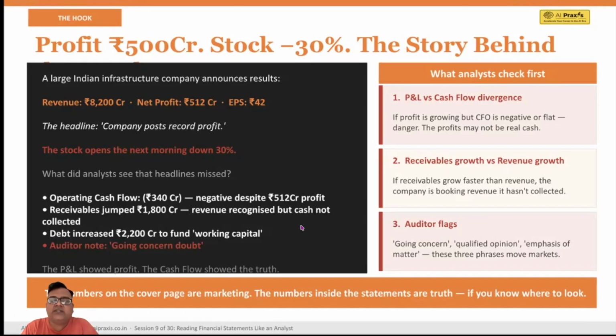So the insight is very simple. The numbers on the front page are designed to impress, but the numbers inside the statements reveal the actual truth. And you have to read between the lines. Your job as an analyst is very simple. Don't stop at profit. Follow the cash, because profit is accounting, cash is reality.